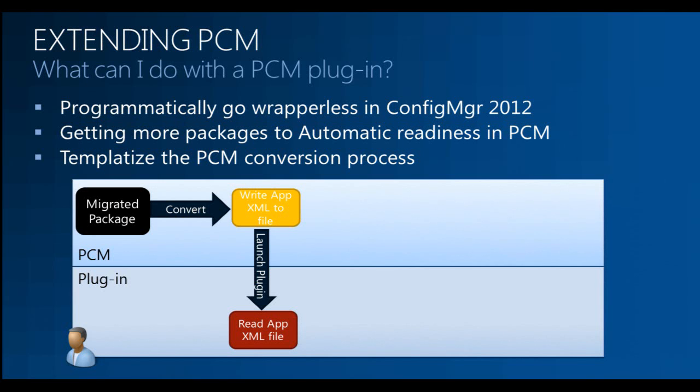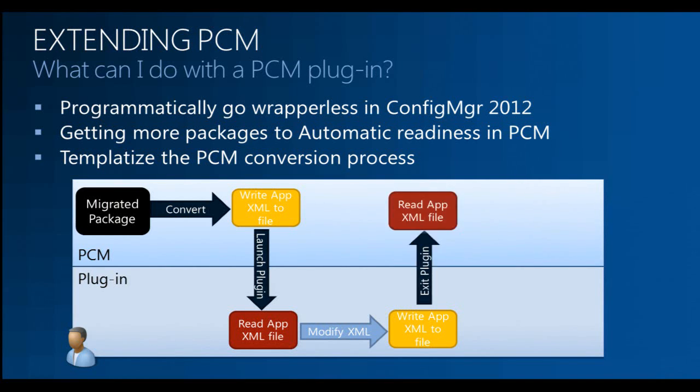So we launch PCM, we write the app XML to a file, and we stop, then we read the plugin's XML file. We modify it, or basically we merge it with this yellow one up here. So if you think about it, we have the PCM XML file, we have your red plugin XML file, and we basically merge them together. We exit the plugin, and then we read that merged XML, and then that's what we use to convert into the application model. We take that XML data, and we put that in the Configuration Manager 2012 application model. And that's what becomes the application. So that's sort of how that works.